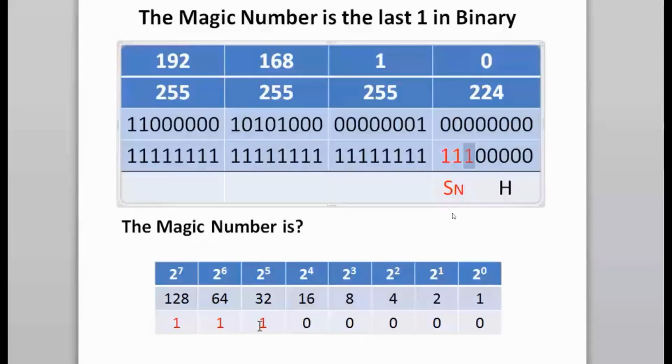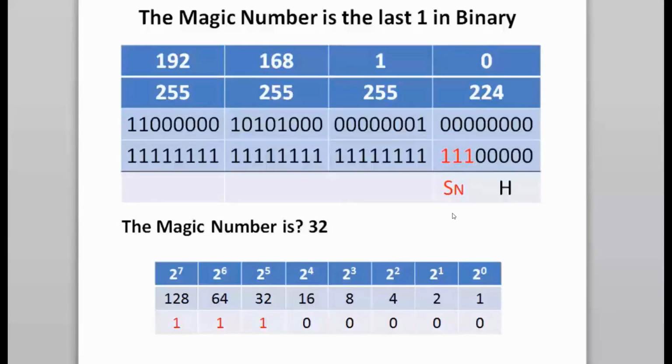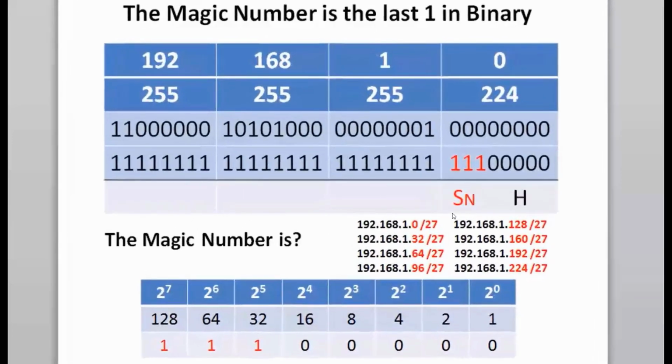The last one in the subnet mask is our magic number. In this case, it's in the 32's place in the binary conversion table. So the magic number is 32. If we look at the networks, we'll see that they go up by 32. The first network being 0, 192.168.1.0/27, then the 32 subnet /27, 64, 96, 128, 160, 192, and 224. The subnets go up in increments of 32, following the magic number.